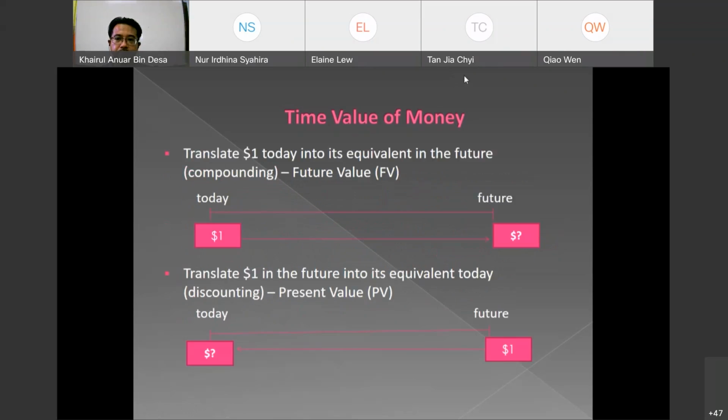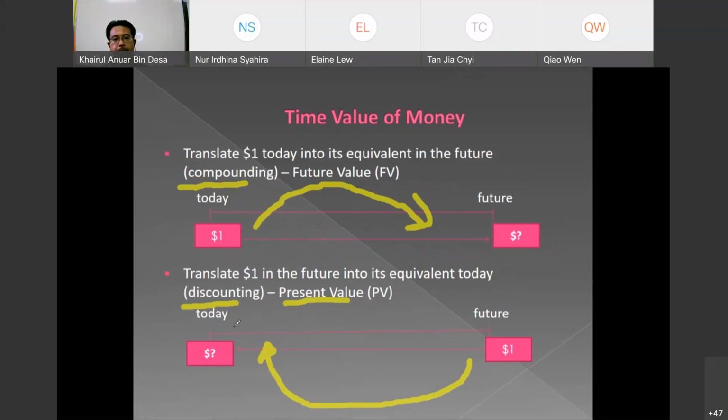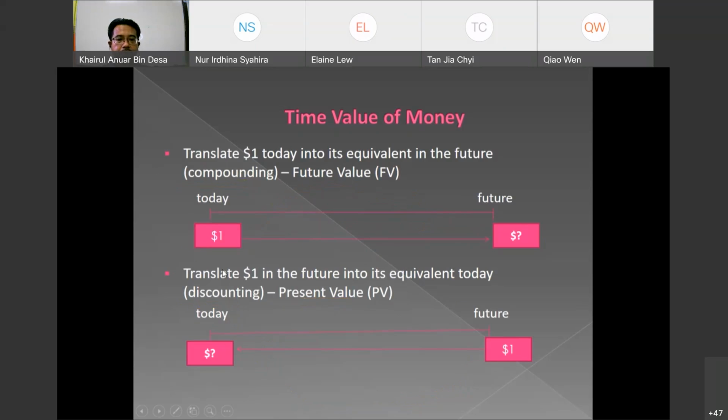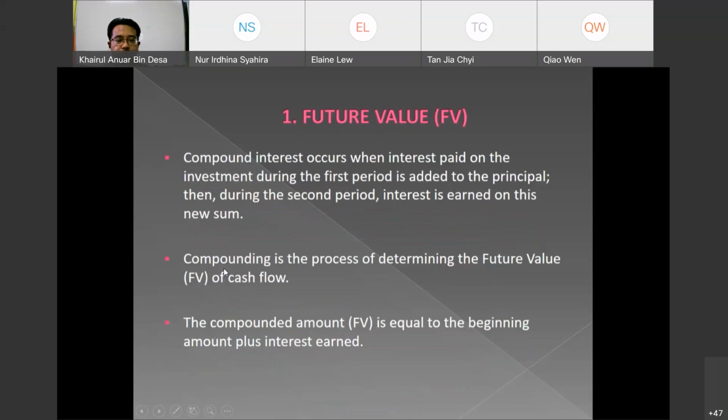Moving today's money to the future, we call it future value, and the keyword is compounding. And the future value back to the present one, we call it present value. The keyword for present value is discounting. Last week, we also discussed the future value.